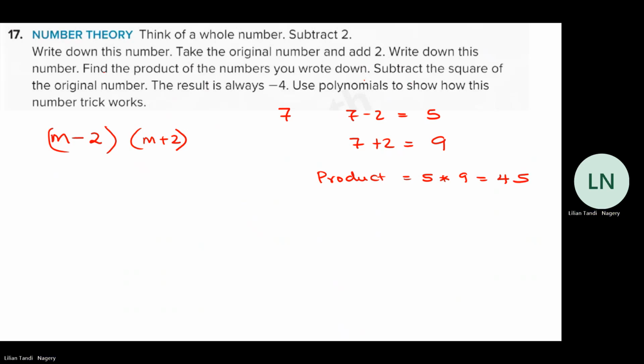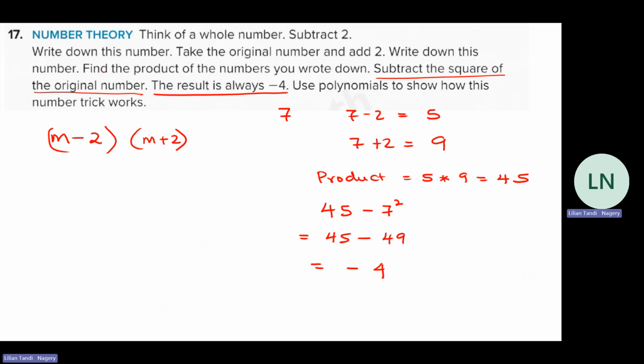Okay. Now subtract the square of the original number. So 45 minus 7 squared, which is 45 minus 49, which gives me negative 4. Okay? The result is always negative 4. Use polynomials to show how this number trick works.